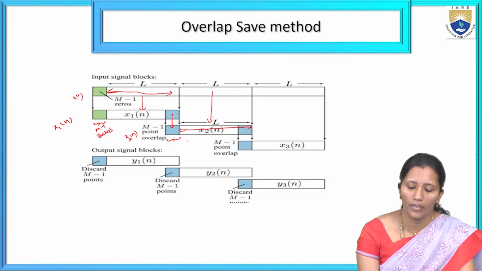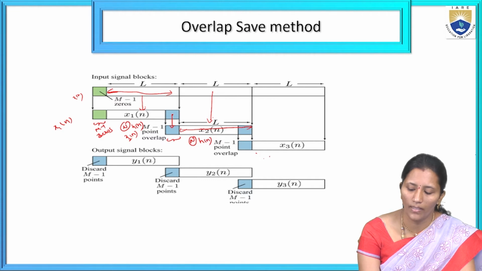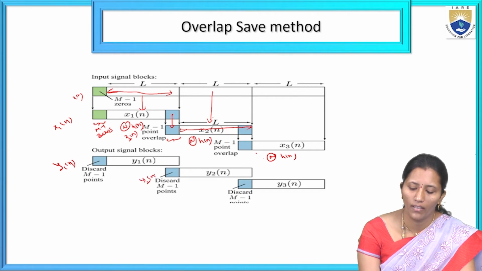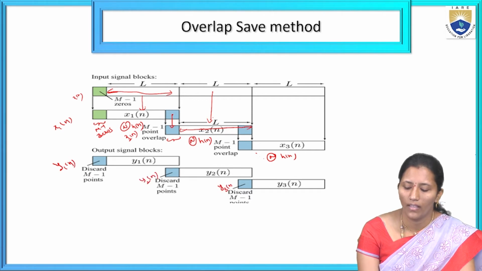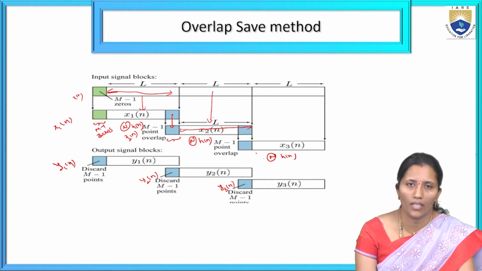So like that we have to segment each block, and each block will be convolved with the impulse response h of n, and we will get the responses y1 of n, y2 of n, and y3 of n. After getting the individual output responses of the segmented blocks, we have to discard the first m minus 1 bits.